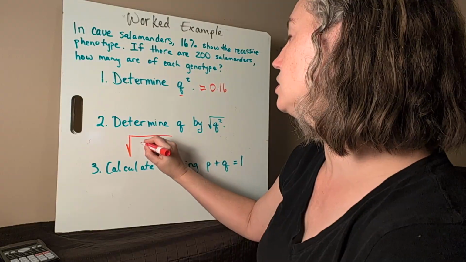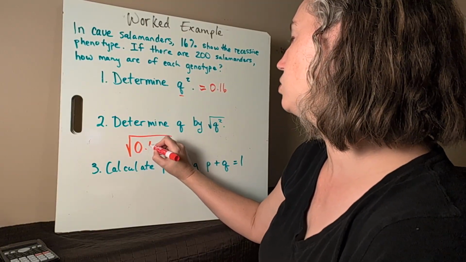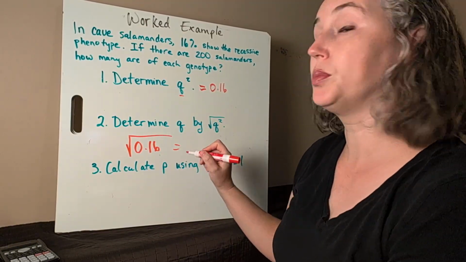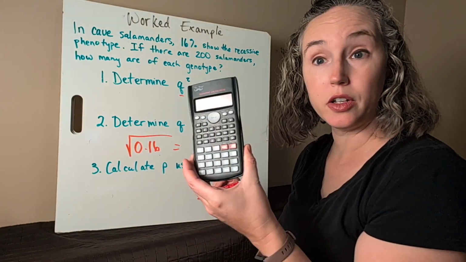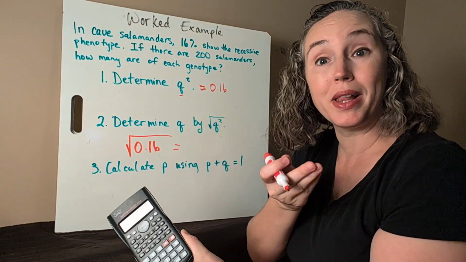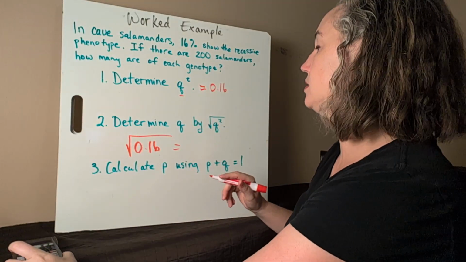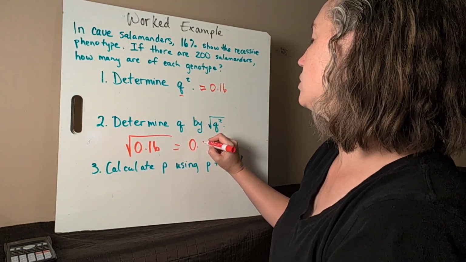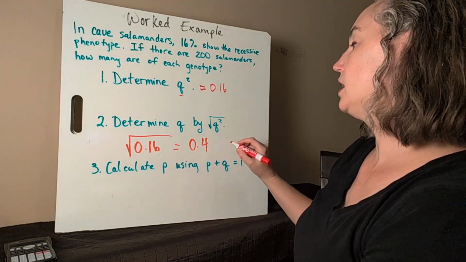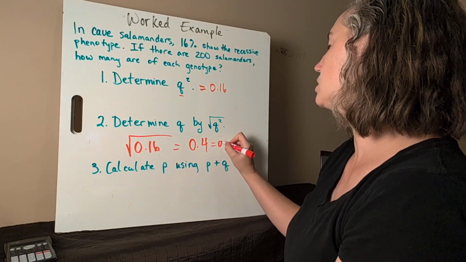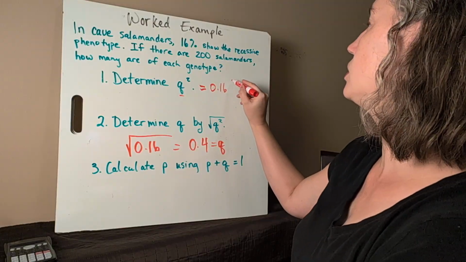So the square root of 0.16, if you put that in your calculator, don't forget you need to be using the calculator that you plan to use on the AP exam so you know where your square root button is. That's going to be 0.4. So 0.4 equals q.